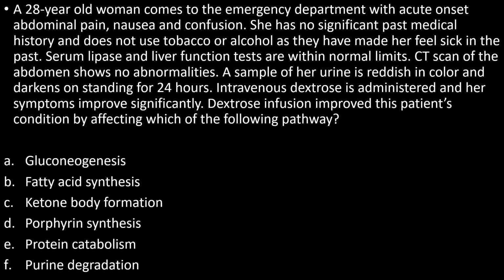In this case, a 28-year-old woman comes to the emergency department with acute onset abdominal pain, nausea, and confusion. She has no significant past medical history and does not use tobacco or alcohol as they have made her feel sick in the past. Serum lipase and liver function tests are within normal limits. CT scan of the abdomen shows no abnormalities.